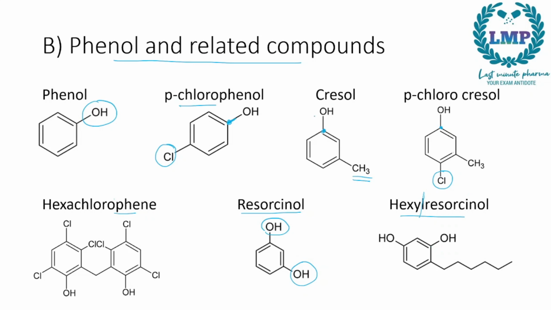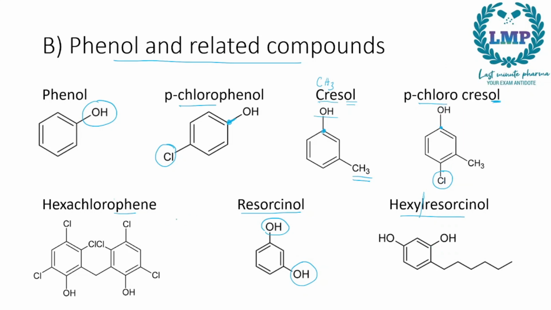Cresol is OH and then a methyl group. Now how do we remember this? Remember cresol. Cresol, it looks like CH3. So cresol, CRE, 3 letters, so CH3, and ol means a phenol. So in a phenol group, in the meta position, there is a methyl group. Para-chlorocresol, cresol. So according to this, the para position. So para position of the hydroxyl group, we have a chloro group.